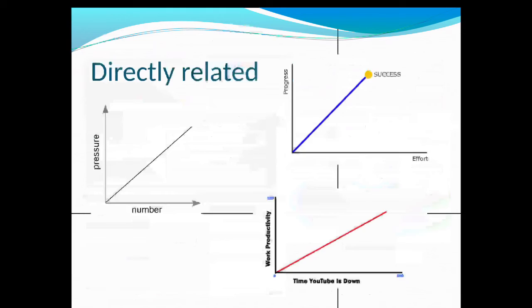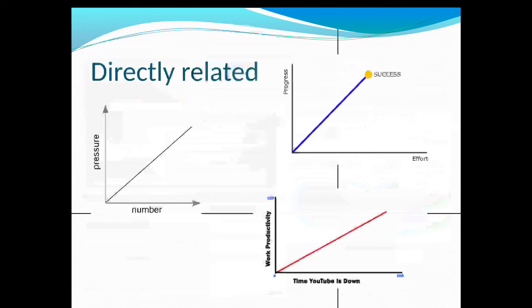That's like putting more air into a tire. On the right side, you have effort and progress, also directly related. As one goes up, the other one goes up also. The more effort you put into something, the more progress you're going to make. At the bottom, the longer YouTube is down and crashed, the more that person is going to work at work, right? Because they're not watching YouTube videos.